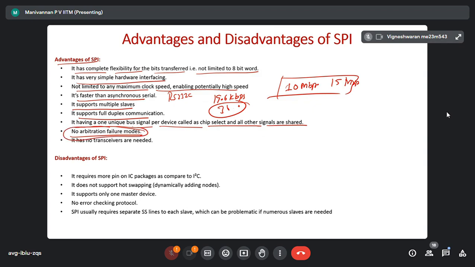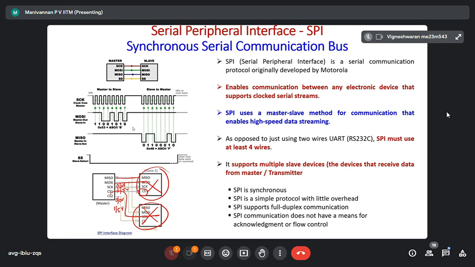Just note down, no arbitration means if there are 2 slaves, correct? If two slaves wanted to send the reply, correct? Say master is sending data, slave is giving reply after some time. So in this case, we have selected the chip one only, correct? Chip 2 cannot decide, slave 2 cannot respond at all. There's no question of competing.